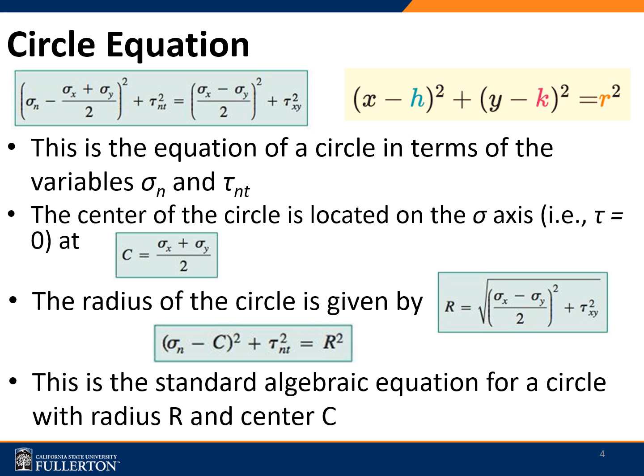In this case, h comma k would be the center of the circle and r would be the radius of the circle. In our case, sigma x plus sigma y over 2, comma 0 would be the center of the circle, and the radius would be the right hand side quantity of the first equation under a square root. So it will be the square root of sigma x minus sigma y over 2 whole squared plus tau sub xy squared. And these two terms, the center c and the radius r, are used to construct the Mohr circle.